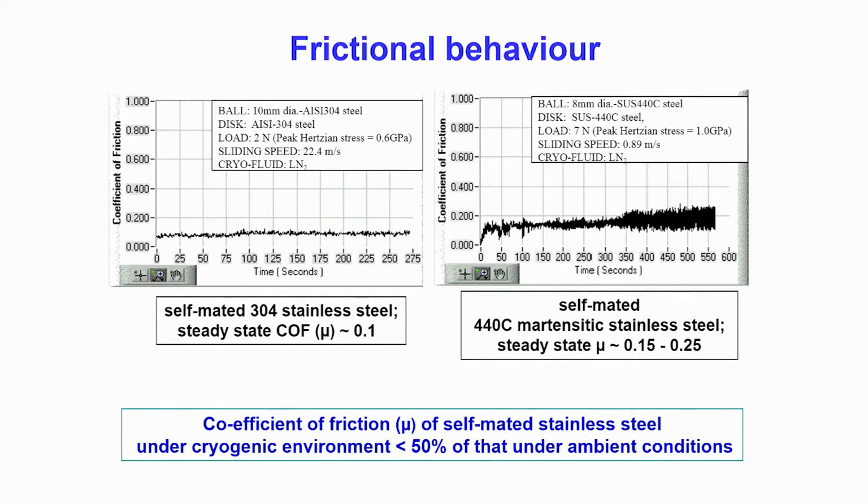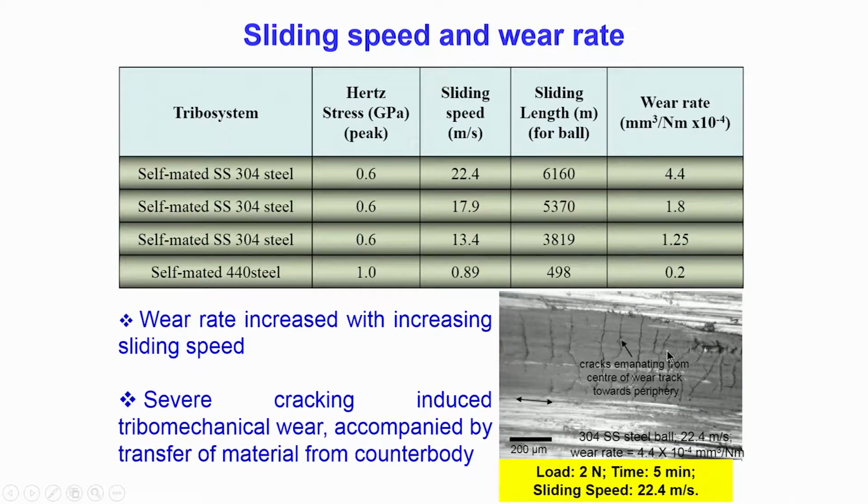Now, when we have done the other experiments like self-mated 304 stainless steel, here COF is 0.1, and in 440 stainless steel COF is 0.15 to 0.25. So, it is very clear that at liquid nitrogen cryogenic temperature the frictional behavior is significantly influenced.